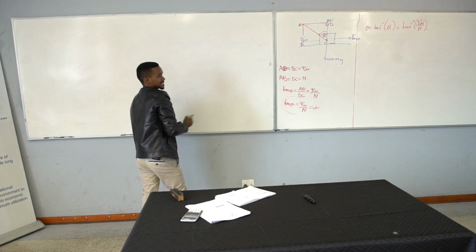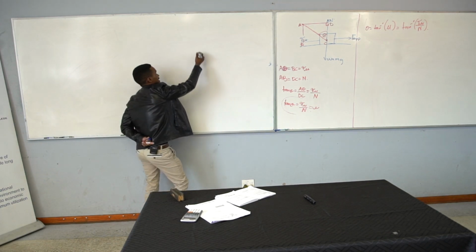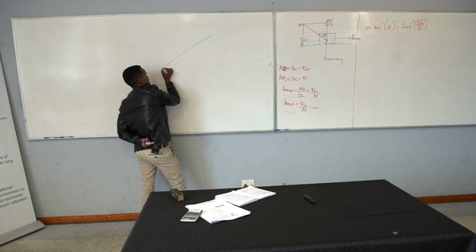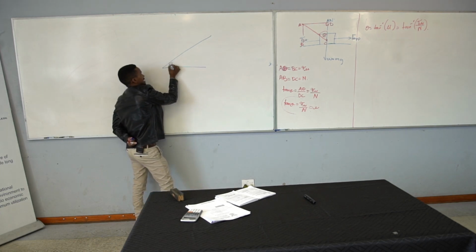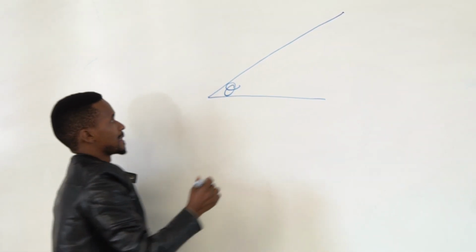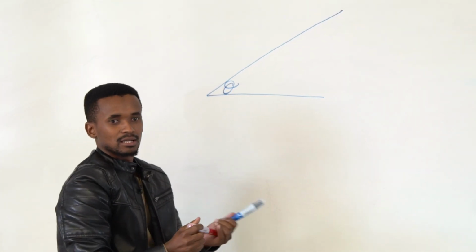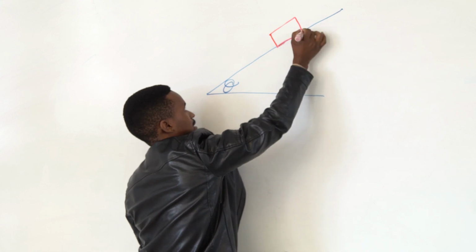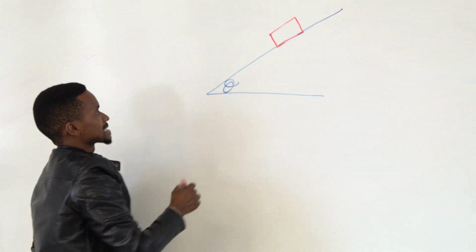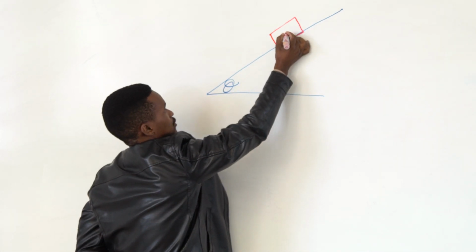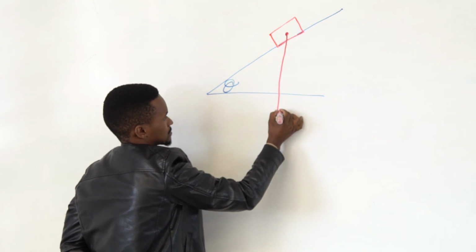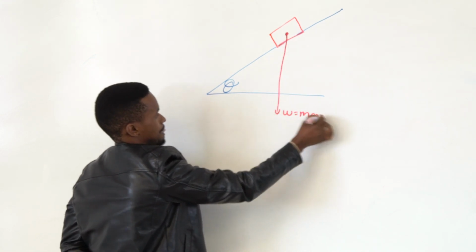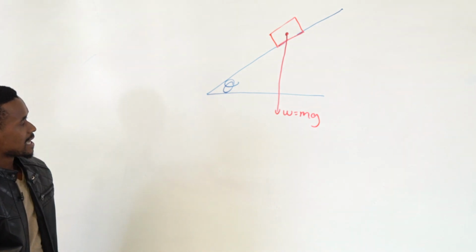Let's say that we have an incline like this. This is the incline, and this is the angle theta. Then we have an object, or a box, that is placed here. In this case, we know that there will be weight, mg, right? There will be weight, mg.